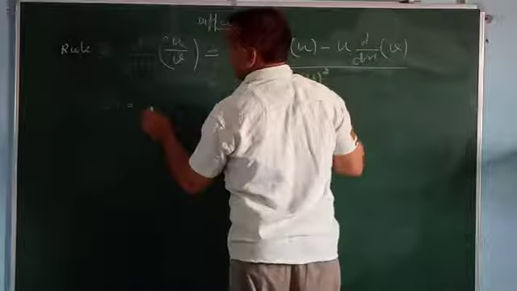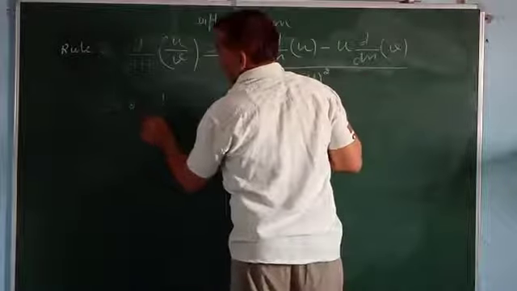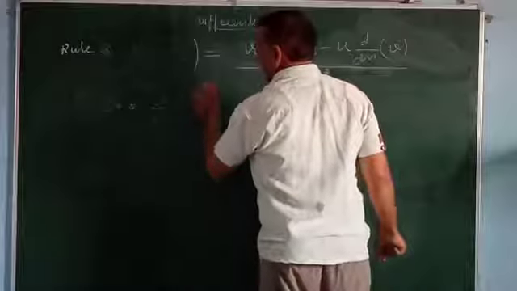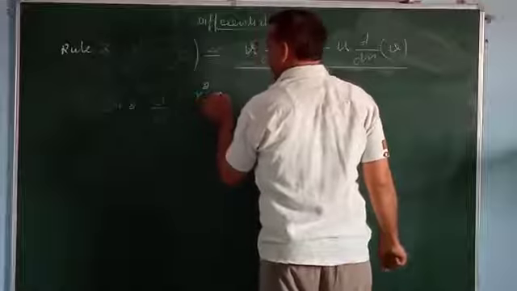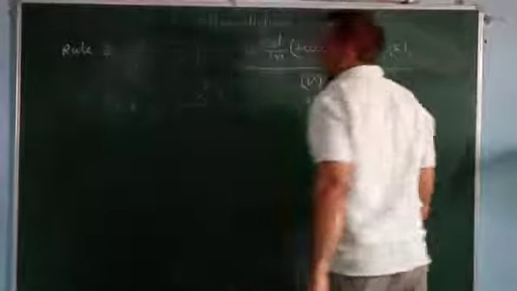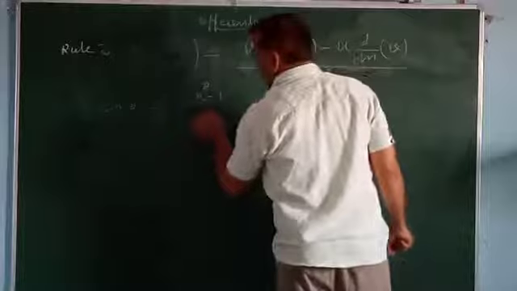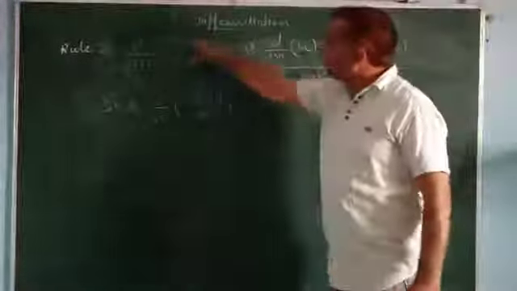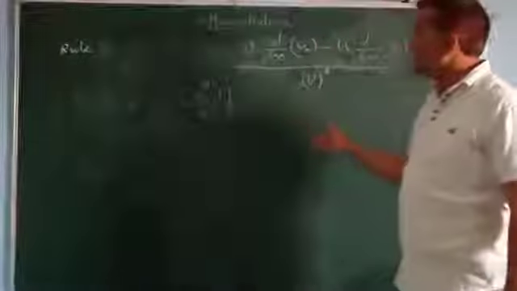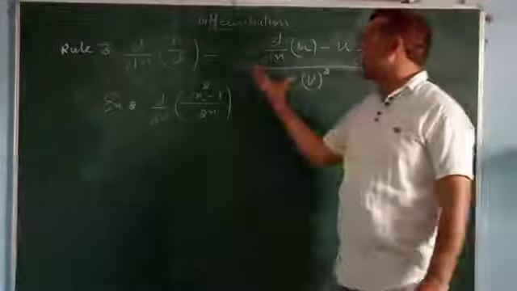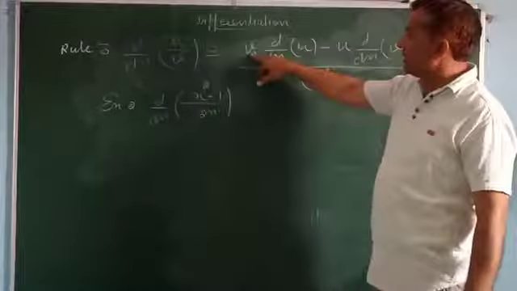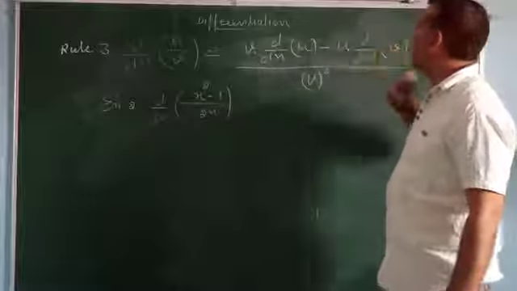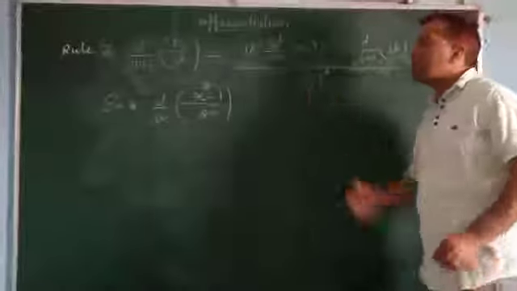I am taking dy by dx of x square minus 1 upon 2x. This question is in the form of u upon v. So here we shall apply the quotient rule. That is denominator as it is into derivative of numerator minus numerator as it is into derivative of denominator upon square of denominator.